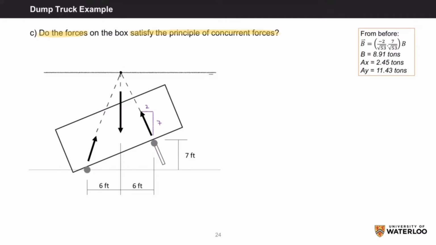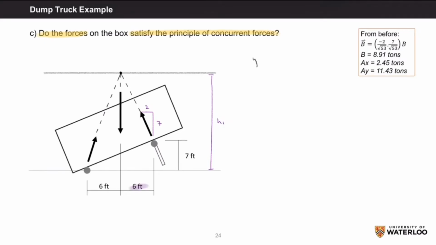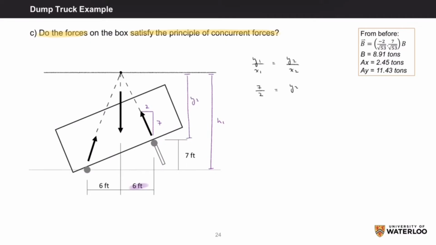We want to figure out this vertical distance, so to do that we have to scale the triangle up by a factor of 6 to match the 6 feet base. Here's the equation of a slope for reference as to how we're using these values. This gives us a value of 21 feet, but we have to remember to add back 7 feet because the force B is acting 7 feet off the ground, and this will give us a total height of 28 feet.